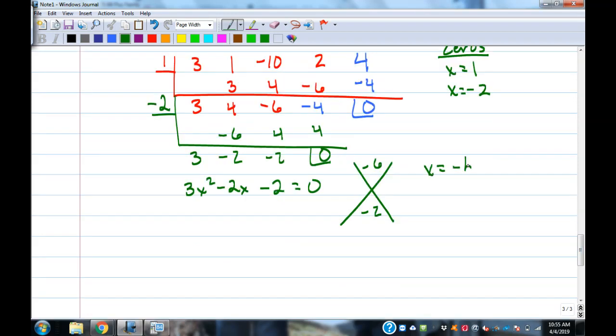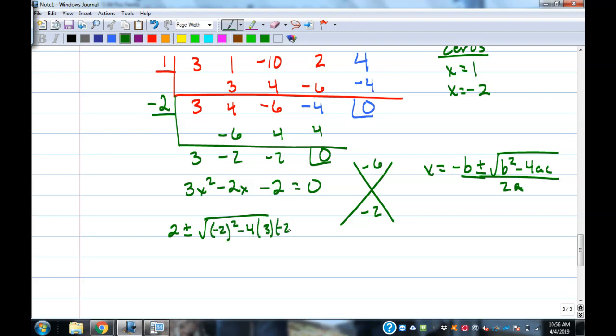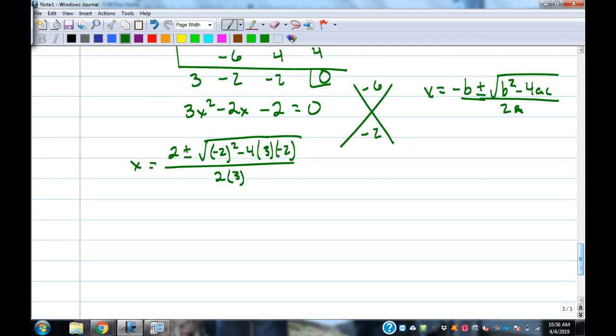x equals -b plus or minus radical b squared minus 4ac, divided by 2a. Okay, so 2 plus or minus the square root of -2 squared minus 4 times 3 times -2, over 2 times 3. That's going to get us our other 2 zeros, x-intercepts, roots, solutions.